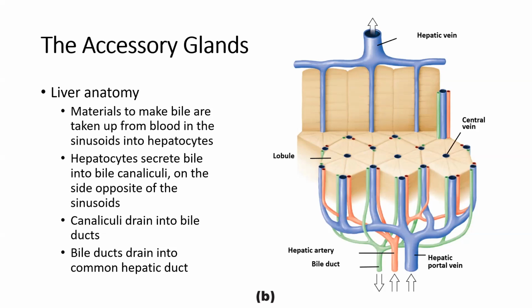So canaliculi is a term that we've heard before when we talked about the structure of the eye and the lacrimal apparatus of the eye. And a canaliculi is basically nothing but a duct. So it's a small duct that takes that bile and opens it on the opposite side of the sinusoids, okay? And then they can drain that bile into the right and left hepatic ducts, which eventually communicate to the common hepatic duct and eventually to the common bile duct.